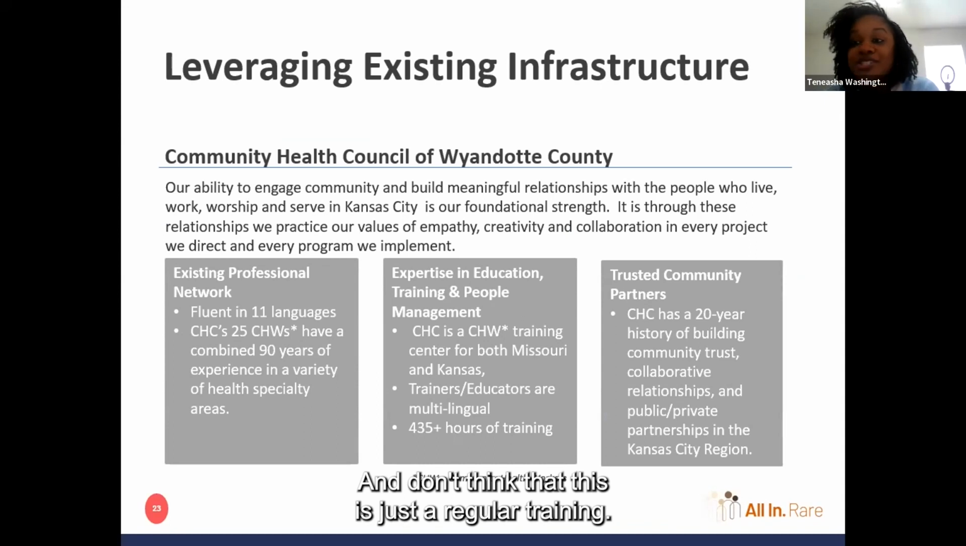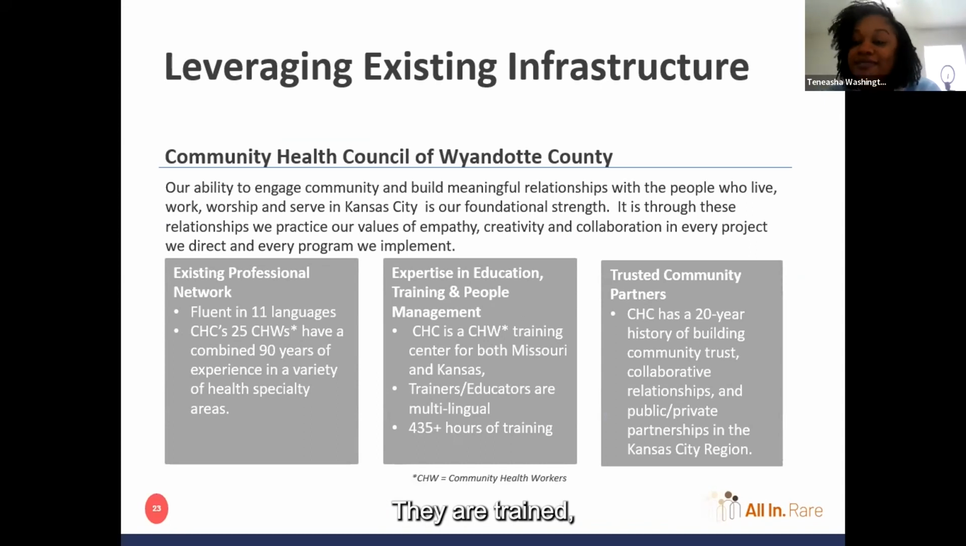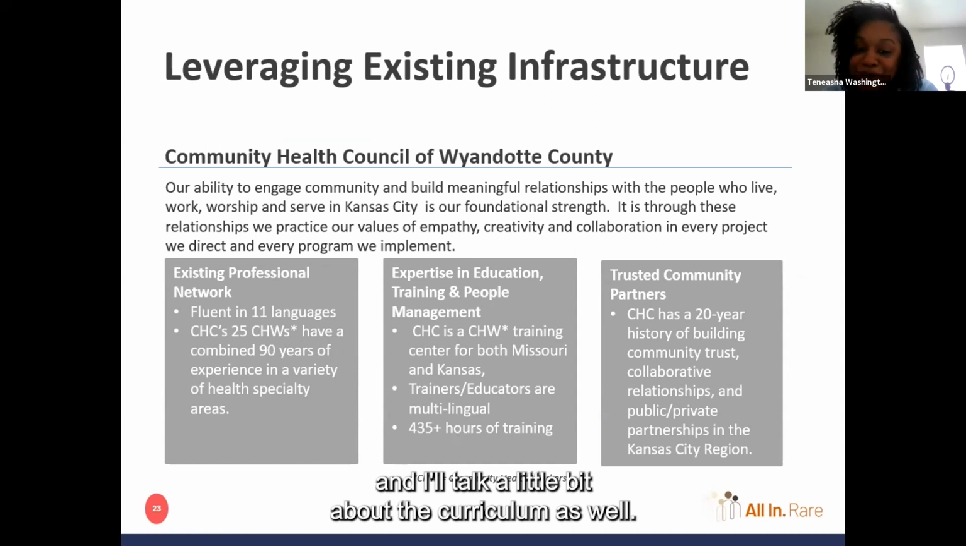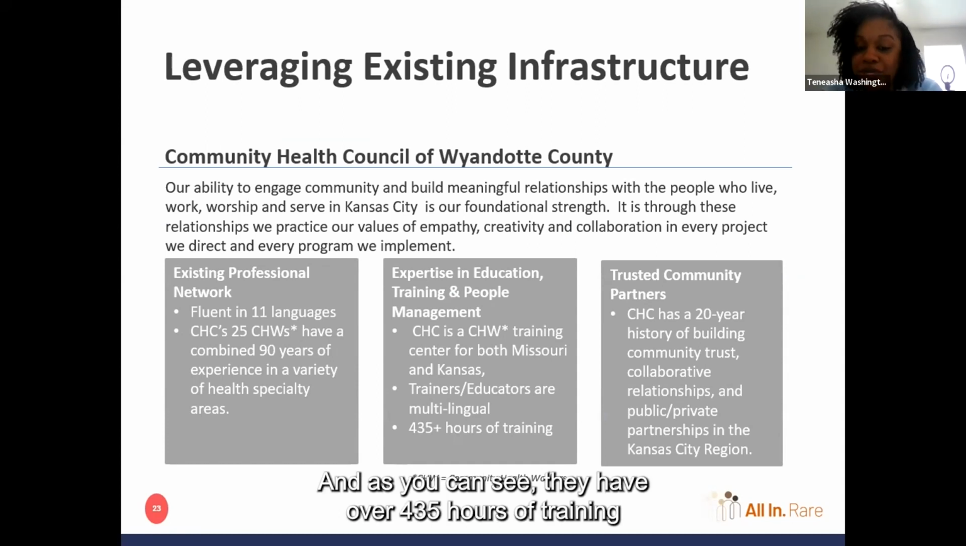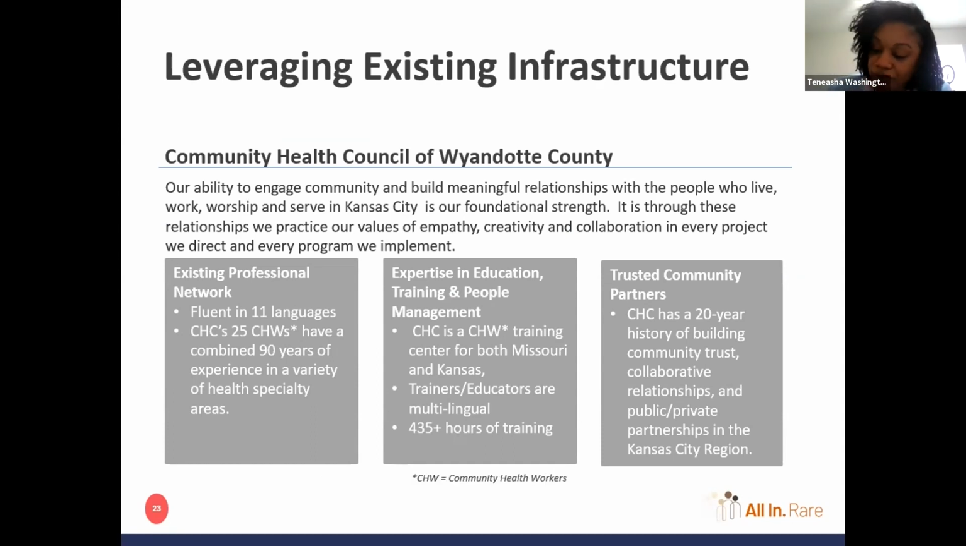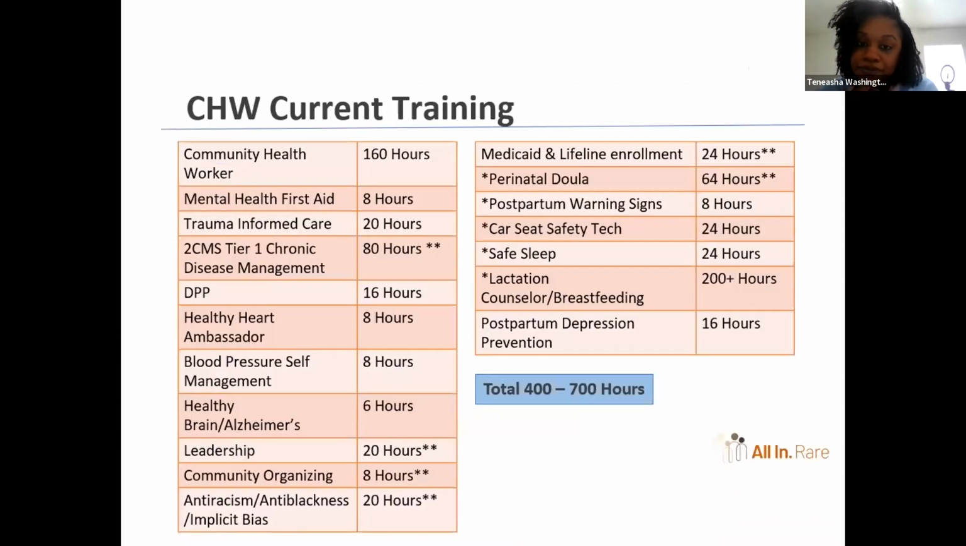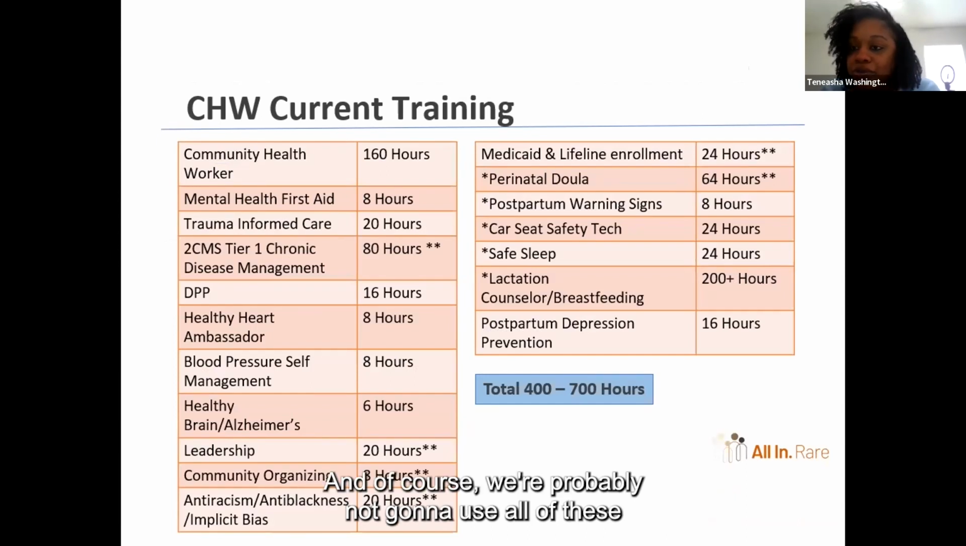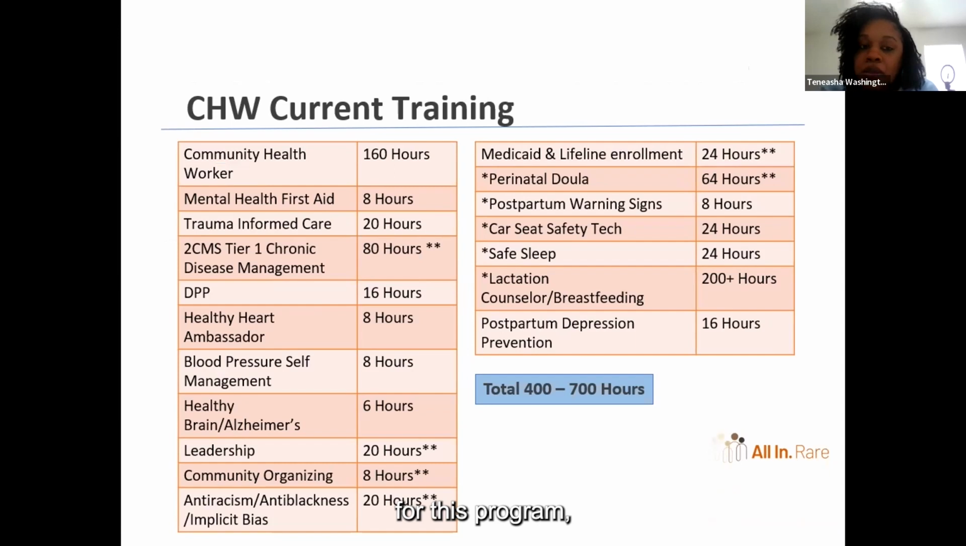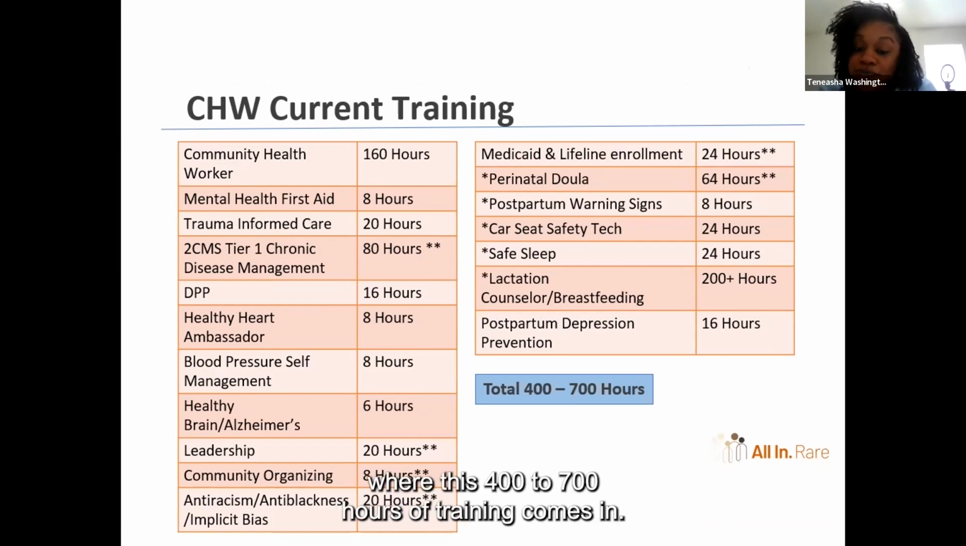And don't think that this is just a regular training. They are trained, and I'll talk a little bit about the curriculum as well. As you can see, they have over 435 hours of training around community health, and they are seen as a trusted community partner within their area. So what does this training look like? Of course, we're probably not going to use all of these for this program, but I just wanted to show you where this 400 to 700 hours of training comes in.